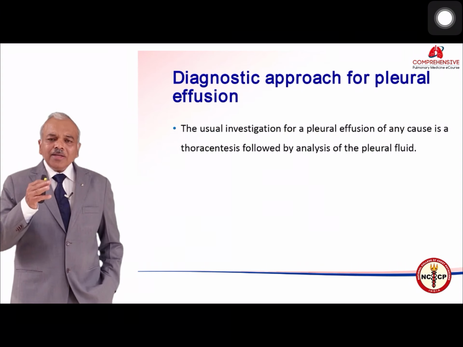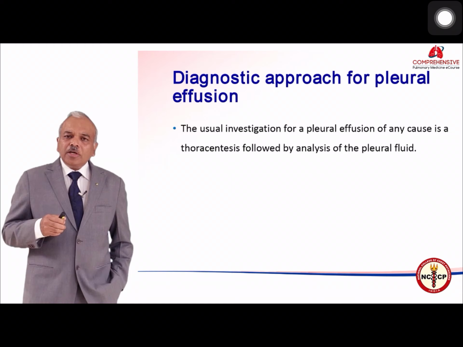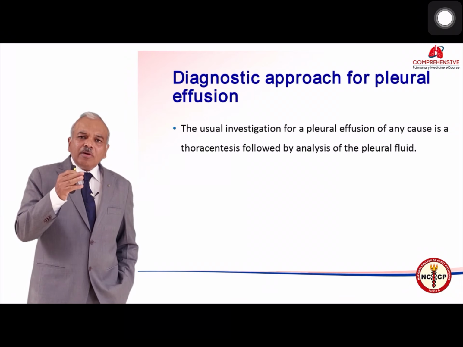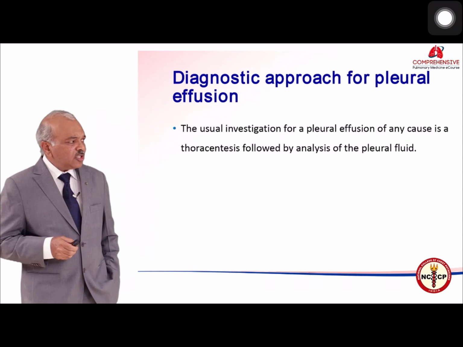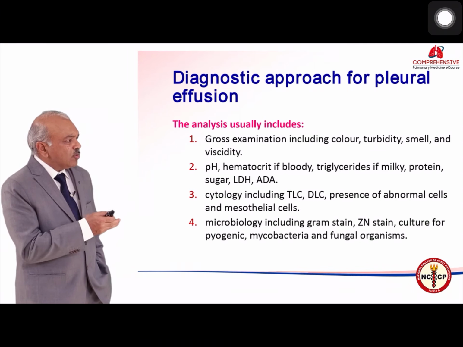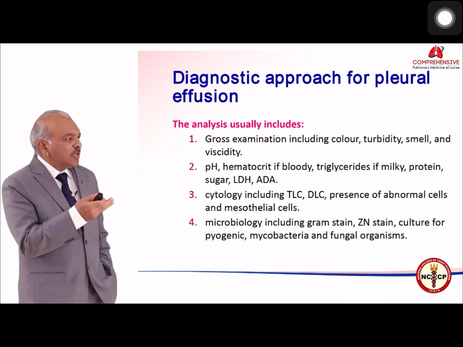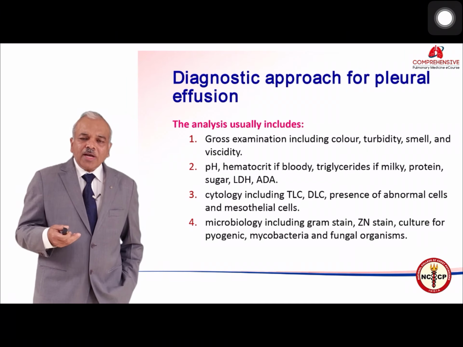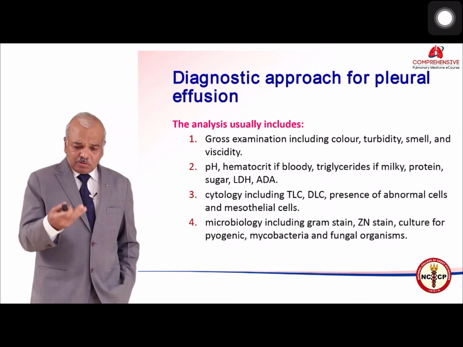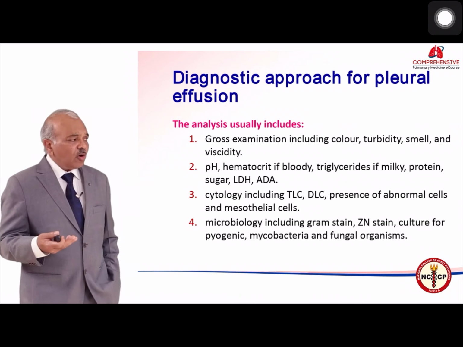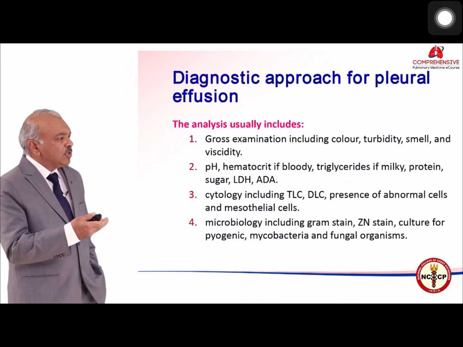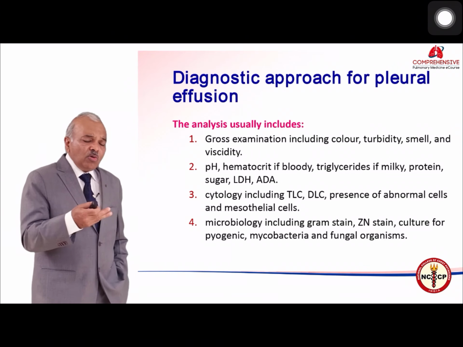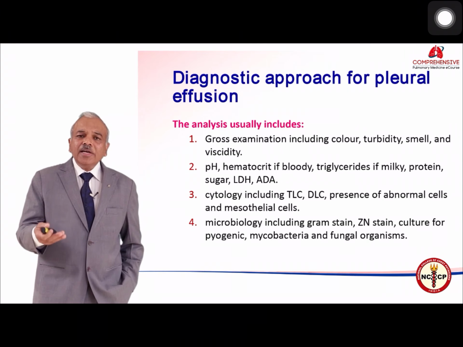Now, if you look at the approach to a pleural effusion, you realize that mainly a thoracentesis is what is done first. The usual approach would be to analyze the fluid grossly for the color, turbidity, smell, etc. Some things are obvious, like for example a hemothorax or an empyema, which is apparent from the look of the pleural fluid. However, sometimes you need to do a pH, you need to do the triglycerides if the pleural fluid is milky, you need to usually look at the protein, sugar, LDH, ADA, etc.